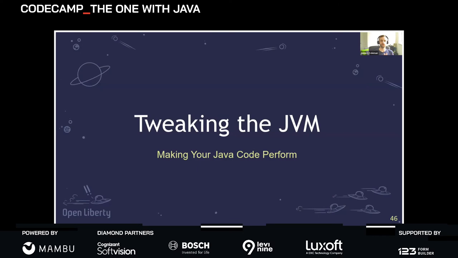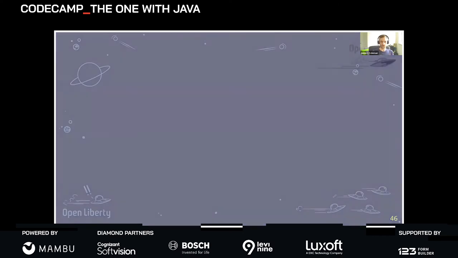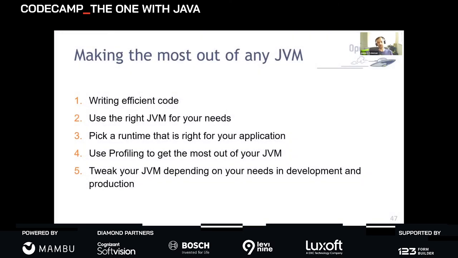So now we're down to tweaking the JVM. These are the 5 points I personally believe are some of the main things that can essentially speed up your application and your JVM. So first of all, writing efficient code.